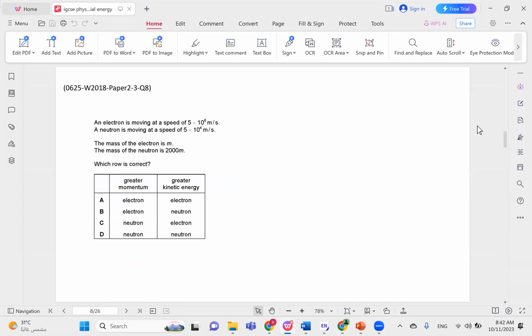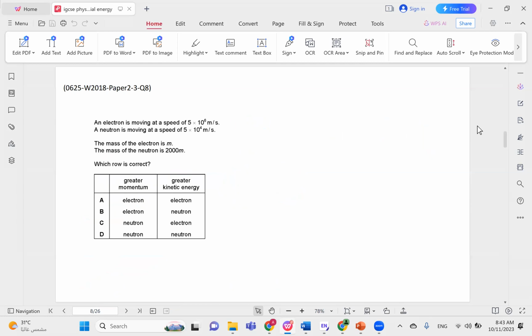An electron is moving at a speed of 5 times 10 to the power of 6. A neutron is moving at a speed of 5 times 10 to the power of 4. The mass of the electron is m. The mass of the neutron is 2000 m. And we want to know which of these has the greater momentum and which of these has the greater kinetic energy.